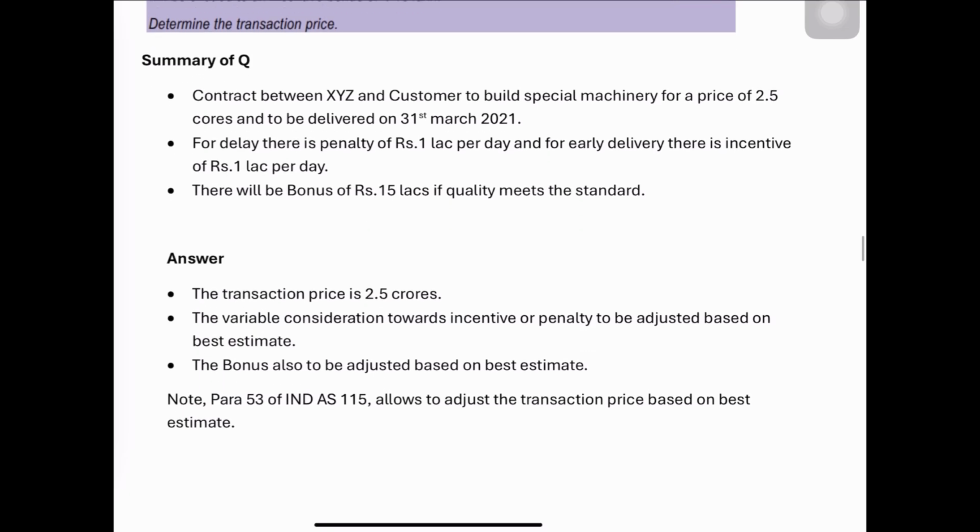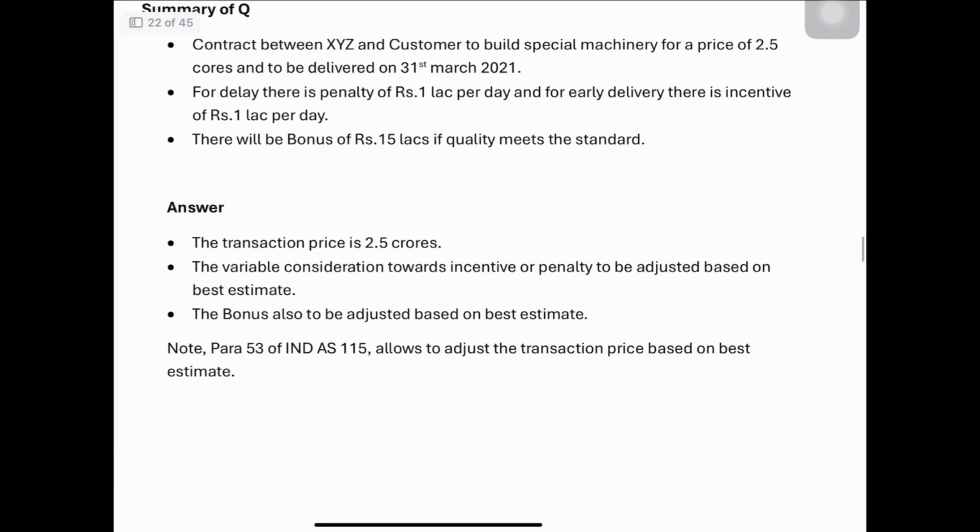Here the summary of the question is, there is a contract between XYZ and a customer to build a special machinery for a price of 2.5 crores, to be delivered before 31st March 2021. In case of any delay, there will be a penalty of rupees 1 lakh per day, and in case of early delivery, there will be an incentive of rupees 1 lakh per day. That's the variable consideration given in the contract.